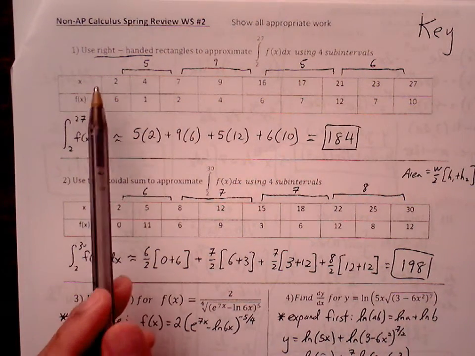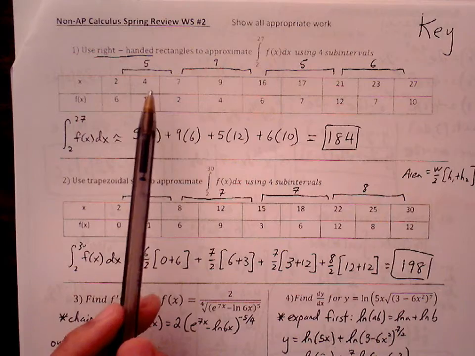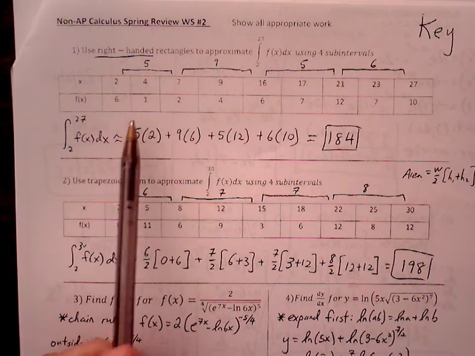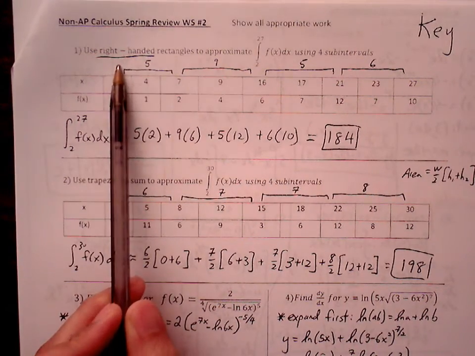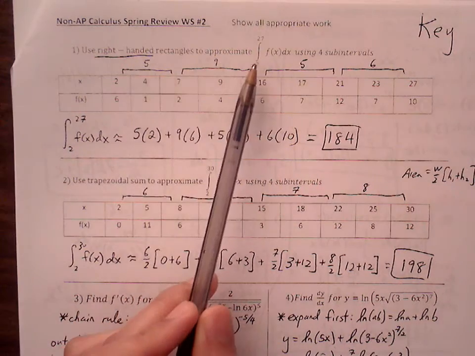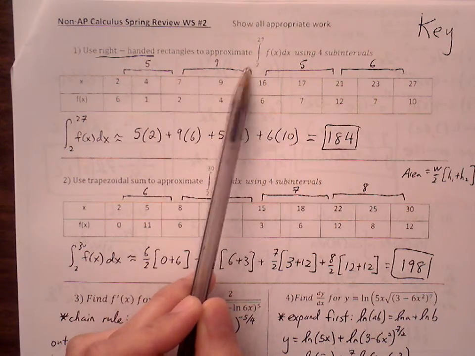This is Non-AP Calculus Spring Review Worksheet 2. We're just going to go through each of these problems one by one. For number 1, use right-handed rectangles to approximate the area using 4 subintervals.